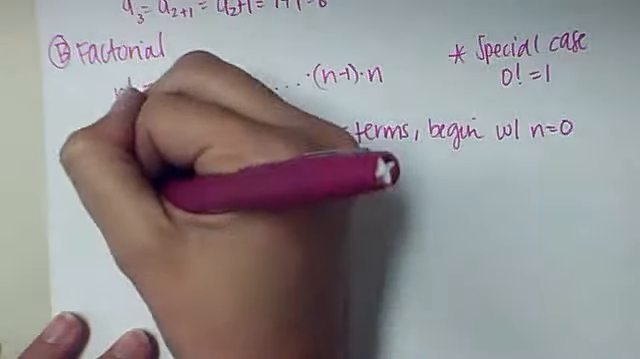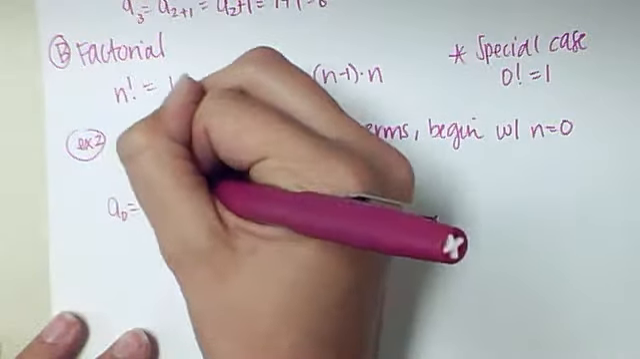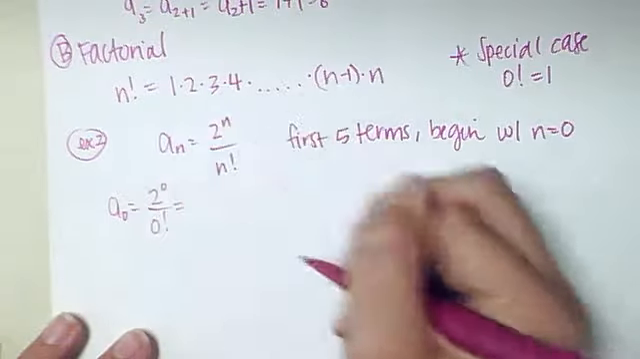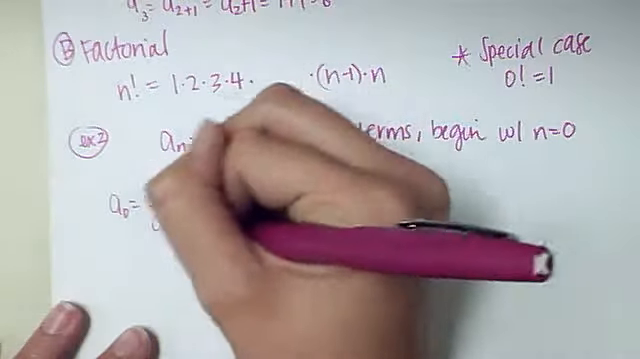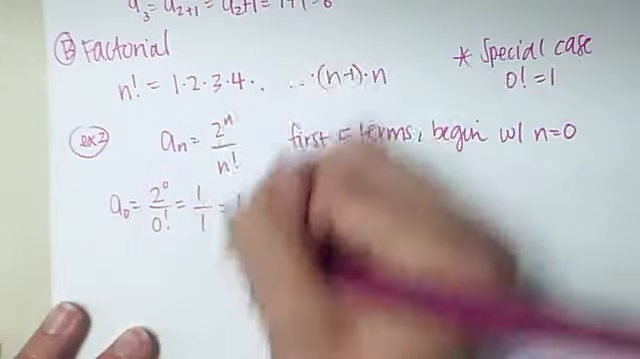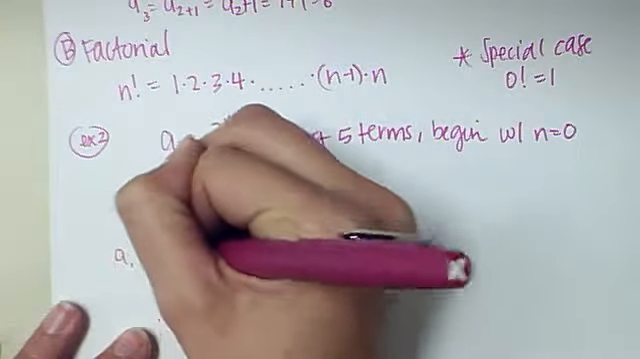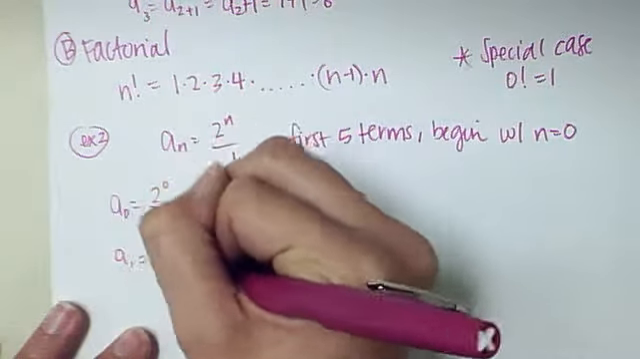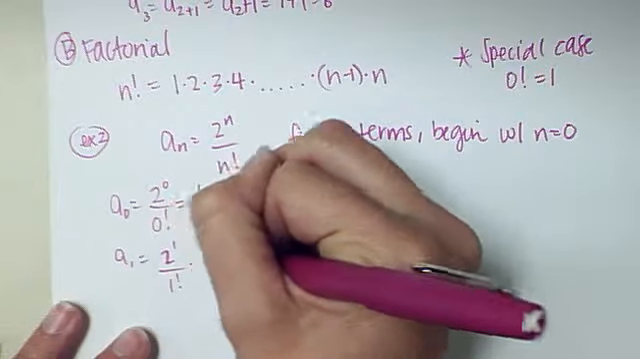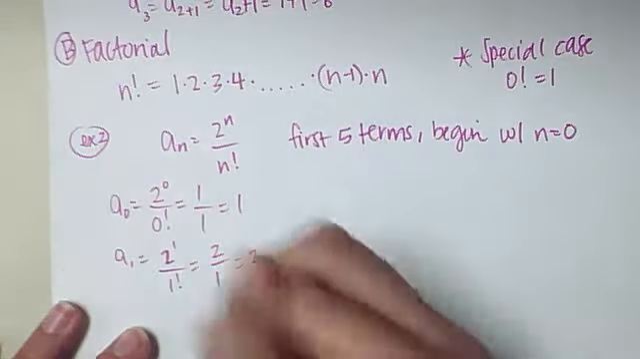because that's what the problem said. So a sub 0 equals 2 to the 0 power over 0 factorial. Anything to the 0 power is always 1, and 0 factorial is also 1. 1 over 1 is 1. A sub 1 is 2 to the first power over 1 factorial. 2 to the first power is 2, 1 factorial is 1, and that's 2.